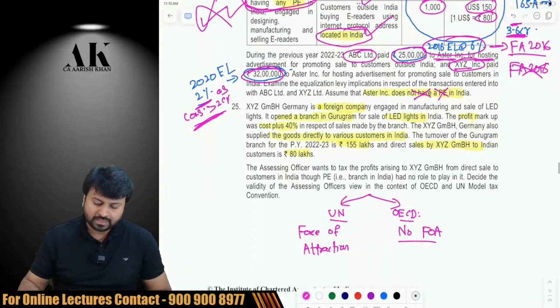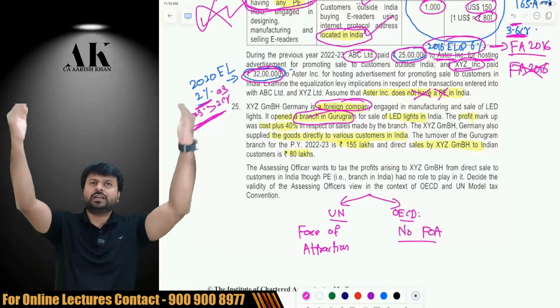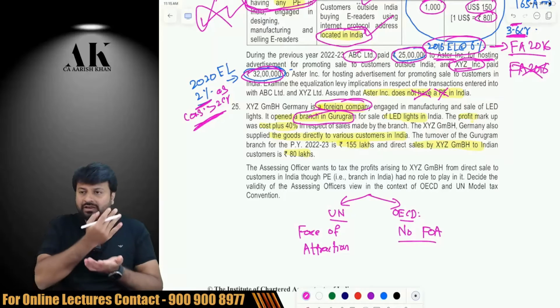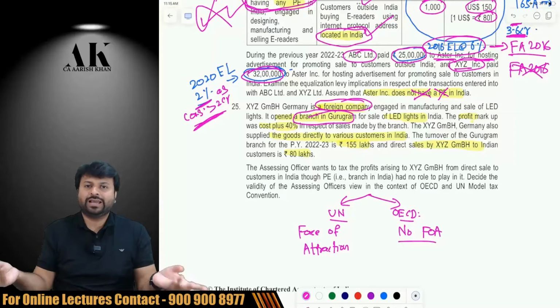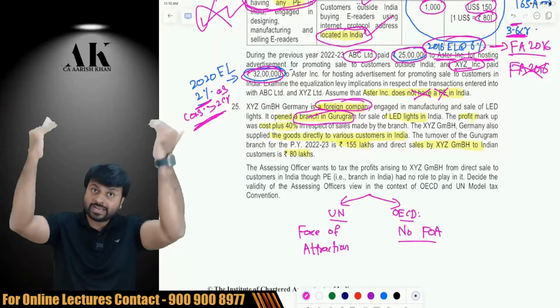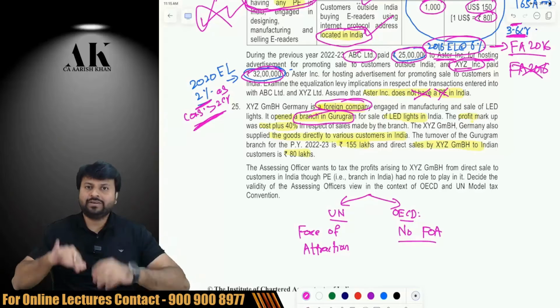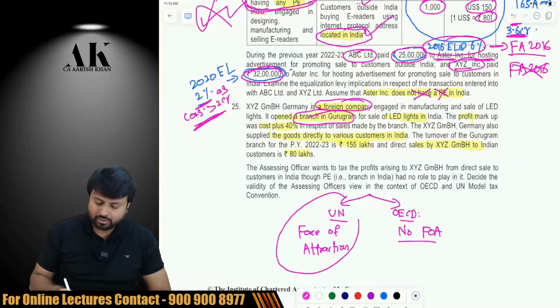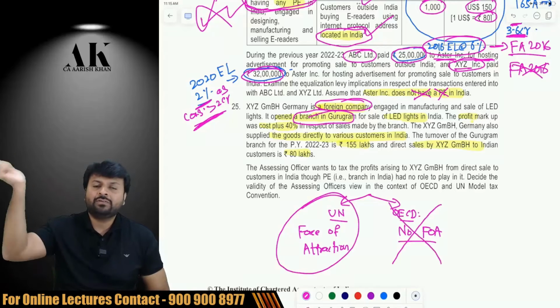It's a beautiful question. Last but not least, there is a foreign company which has a branch in India. Now, if a foreign company has a branch in India, that is a PE. If they sell some goods through this PE, then that is definitely liable to tax. The question is, what if they sell directly from there, not through the Indian PE? Is that taxable? That is taxable under the UN model, but not taxable under the OECD model.